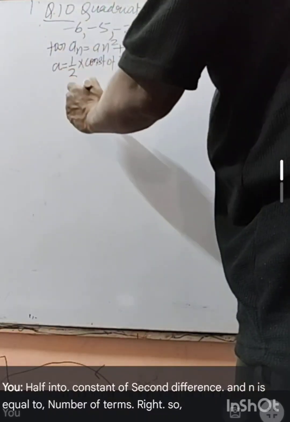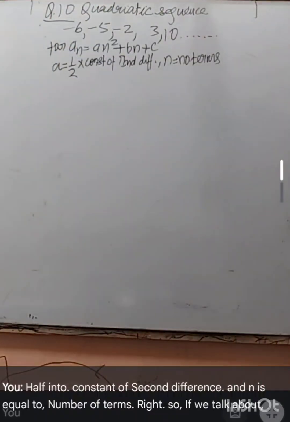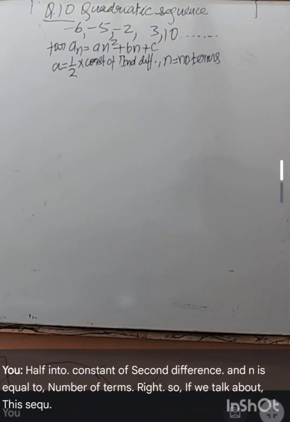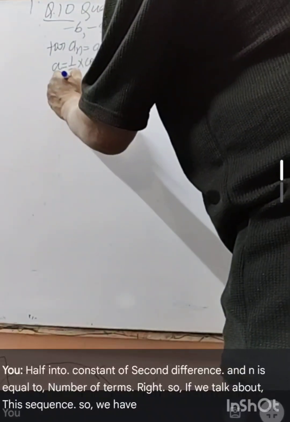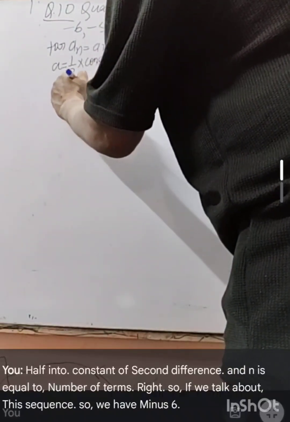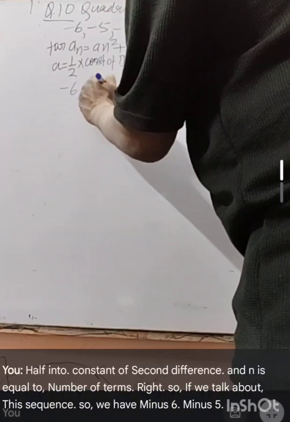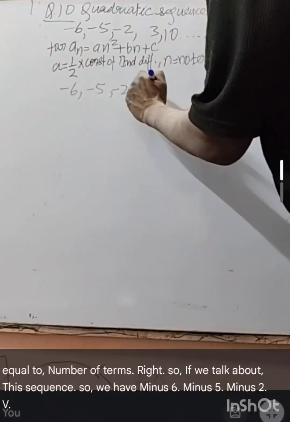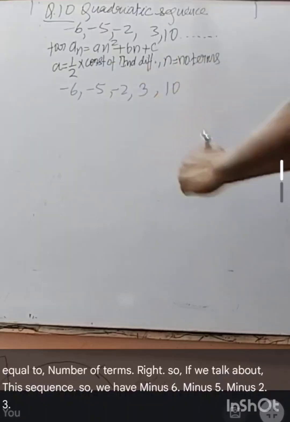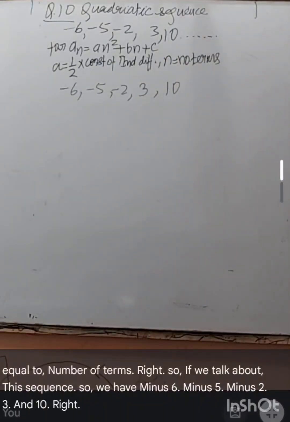So if we talk about this sequence, we have -6, -5, -2, 3, and 10, right?